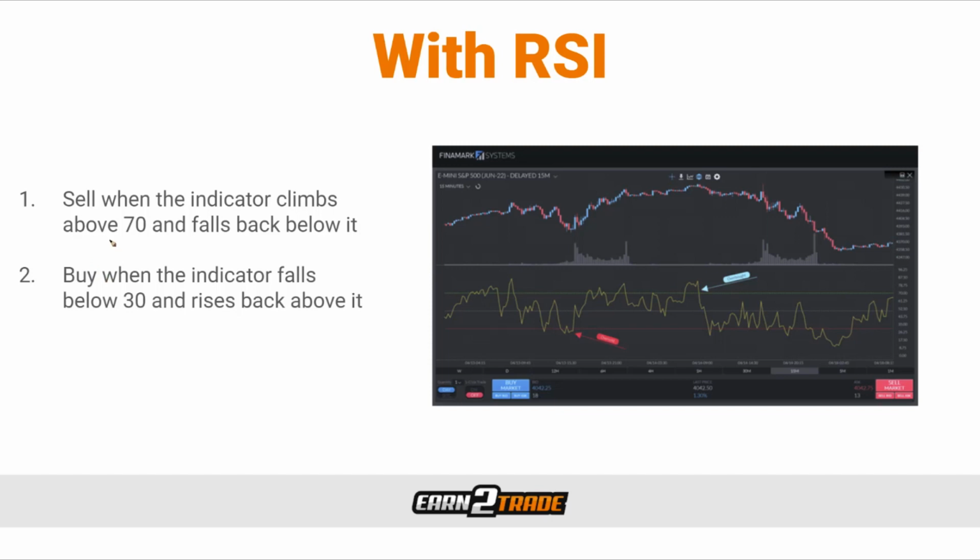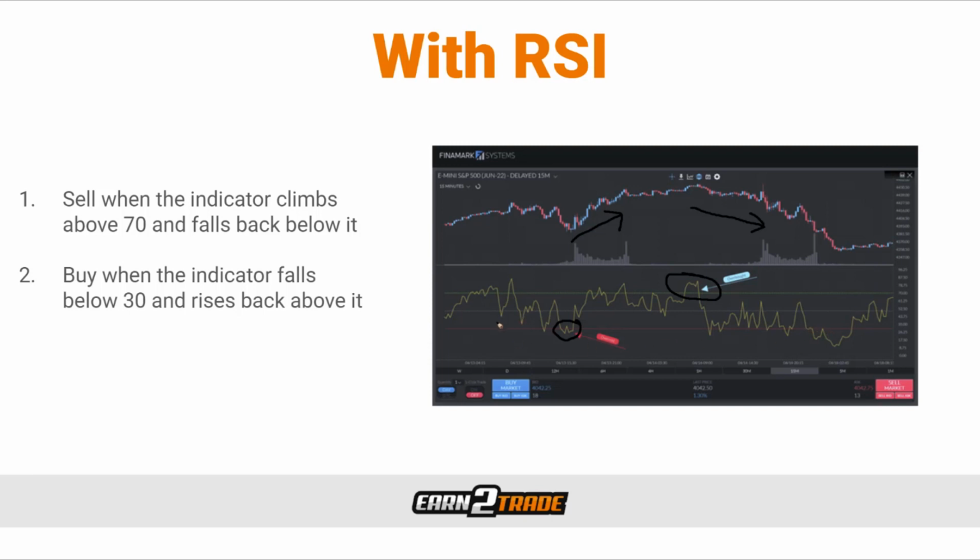On the left-hand side here, we can see very simple entry requirements to either go long or to go short. If we sell when the indicator climbs above 70 and falls back below it, which occurred over here on the chart, this would have resulted in a very nice downturn in the market, and we would have caught it in time. If we buy when the indicator falls below 30 and rises back above it, essentially just completely inversing those rules, which occurred over here on the chart, then we would have also seen a very nice outcome for our position.